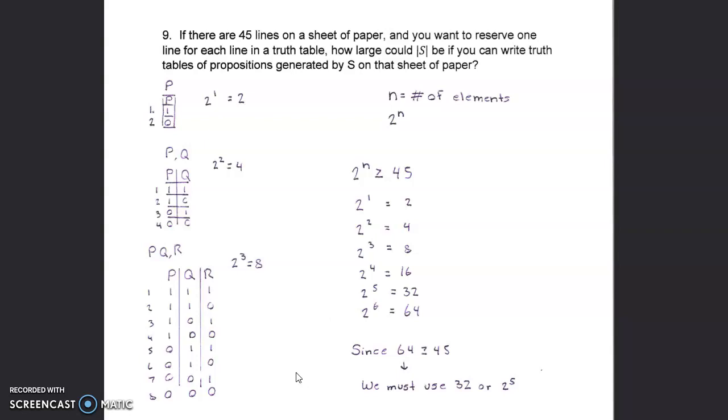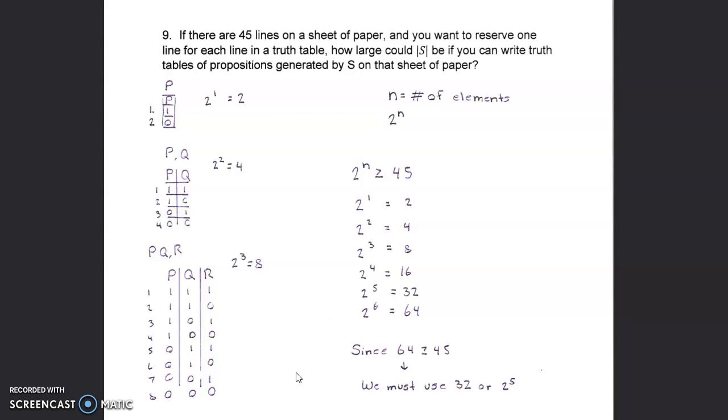Now if we were to upgrade that truth table to have two propositions, then we have P and Q. For the first row, P is true, Q is true. Second row, P is true, Q is false. Third row, P is false, Q is true. And for 4, P is false and Q is false. So again, we can dictate this by the equation of 2 to the second is equal to 4, where we have 4 rows in total.